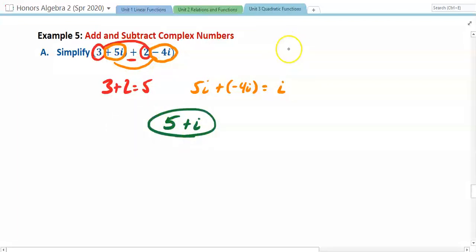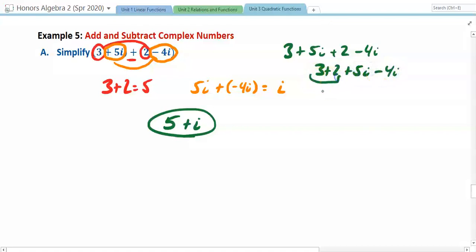Because what we could do, if I rewrite this out for a second and drop all the parentheses, plus 2 minus the 4i, I can rearrange this so it's 3 plus 2 plus 5i minus 4i. So now the 3 plus 2 combine together, and the 5i minus the 4i are able to combine together as well. That's why we get one unified answer, 5 plus i. But again, it is a complex number, a real part and an imaginary part.